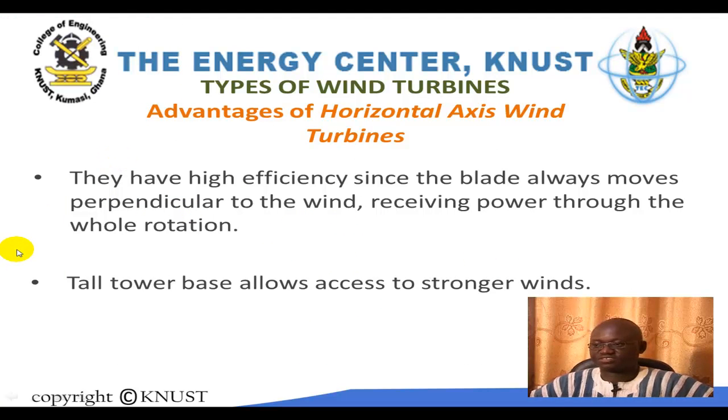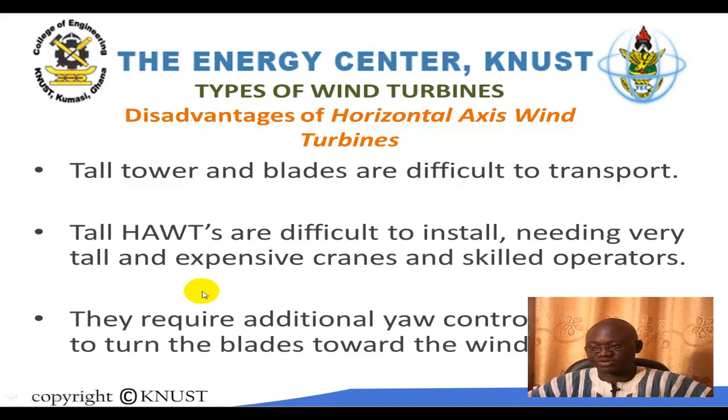Now, horizontal axis wind turbines have their own advantages. They have a high efficiency since the blade always moves perpendicular to the wind, receiving power through the whole rotation. So at any point within the rotation, the blade still receives power from the wind, which makes them suitable for very high energy capture. And then the tall tower base allows access to stronger winds. As we move higher above ground level, the wind speed improves. So taller towers mean the turbines have access to much stronger winds, so they have the potential to produce much more energy than their counterparts that are much lower.